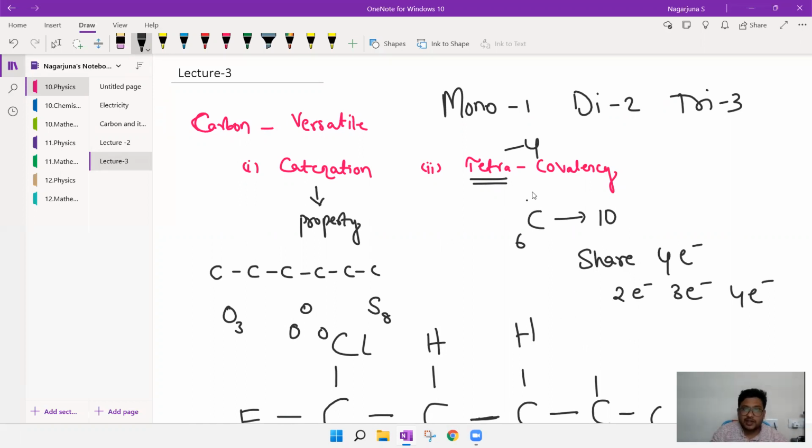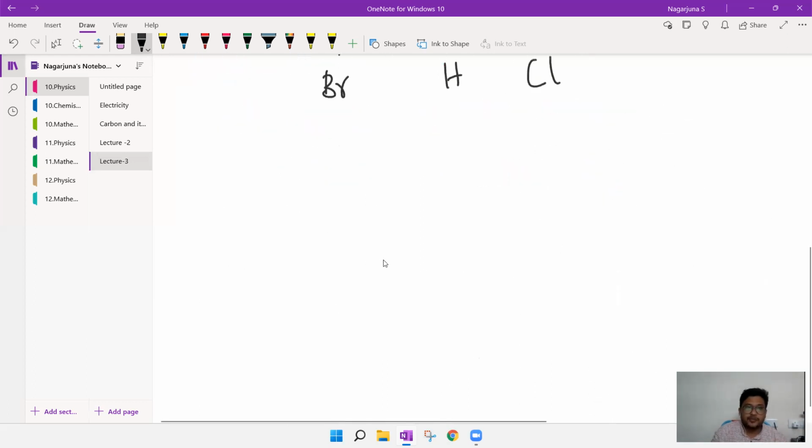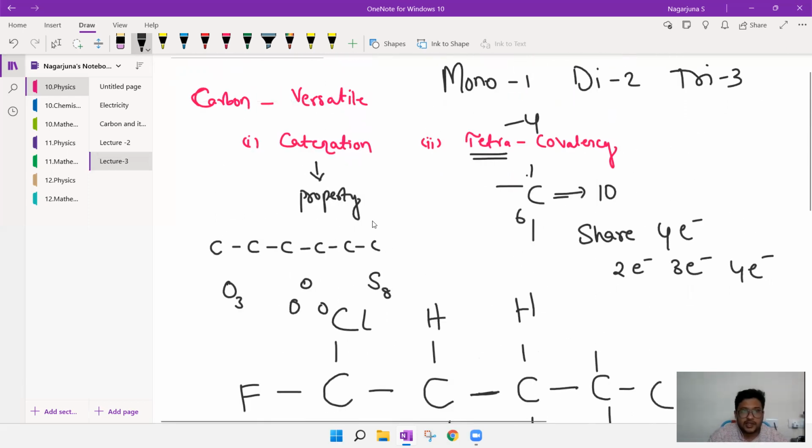Because of the tetravalency, it can form long chains and long branches at the same time. It can combine with similar elements or different elements. For example, CH4: carbon can combine with 4 hydrogens. In carbon dioxide, carbon can combine with 2 oxygen atoms. Those are the two properties which make carbon such a versatile element.